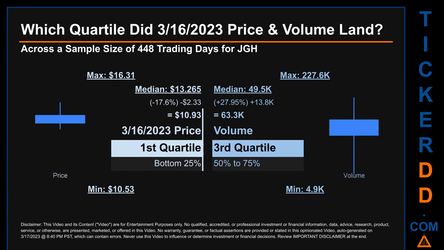Descriptively, JGH has a median price of $13.265. Therefore, March 16, 2023 price was lower from that middle marker by 17.6%. The day's volume of 63.3 thousand was more than the median by 27.95%.